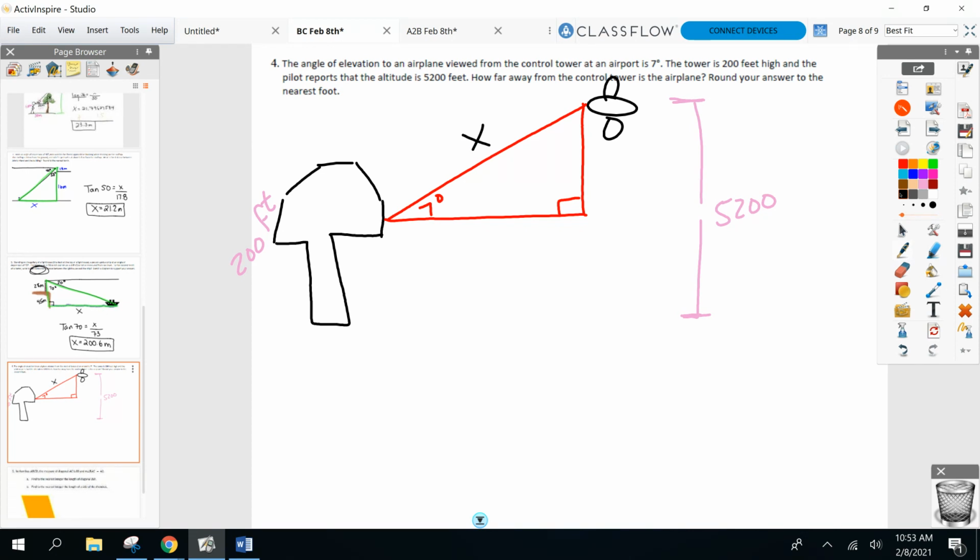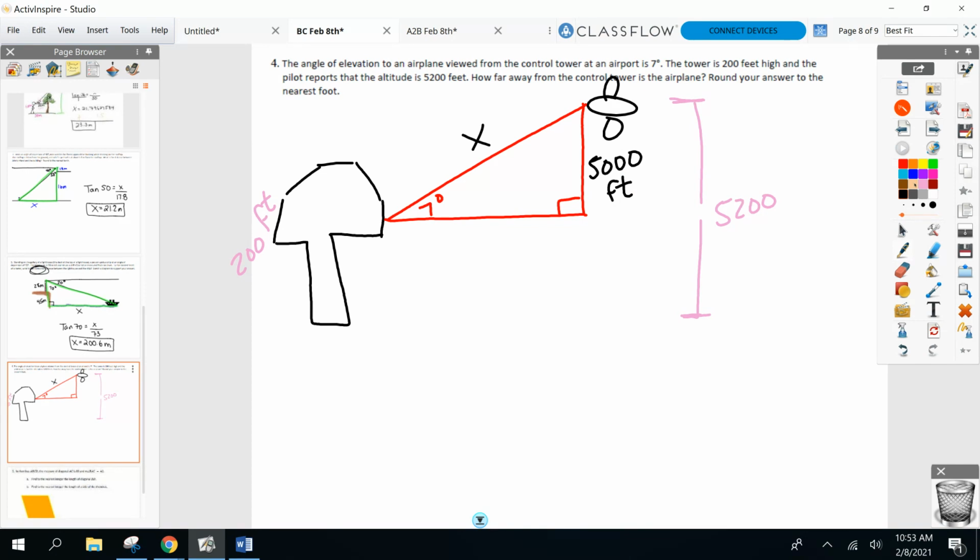Oh, whoa. I don't know another side length. I got x. Anybody help me with another side of this triangle? What's up, Radhika? Subtract the altitude from the height of the control tower. 5,200 minus the 200 height of the tower. I know this side's got to be 5,000. Yep.